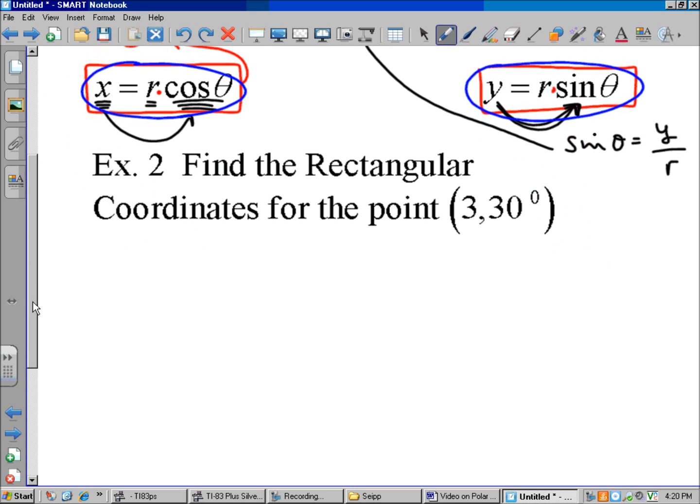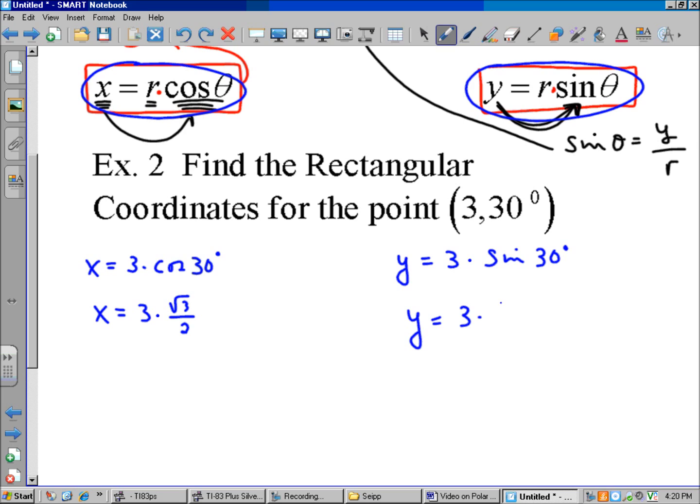We could figure out what the x coordinate is by doing 3 times the cosine of 30 degrees, which is 3 times radical 3 over 2. And we could figure out what the y coordinate is by doing 3 times the sine of 30 degrees, which is 3 times 1/2. Okay, so it's not pretty, but here's your x, y coordinate. And that's what it looks like in polar form.